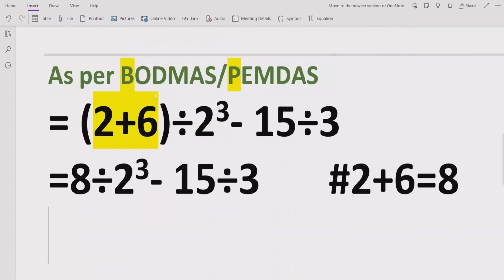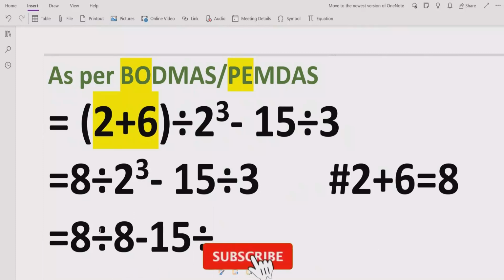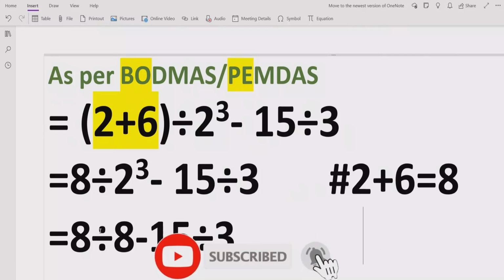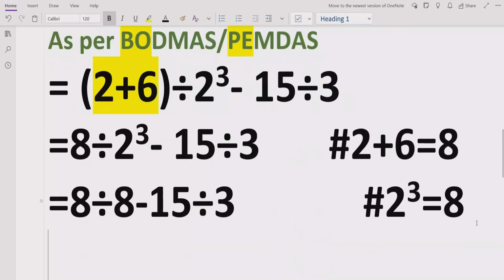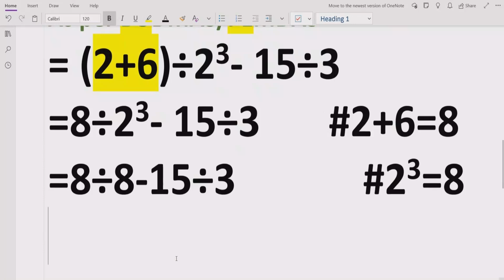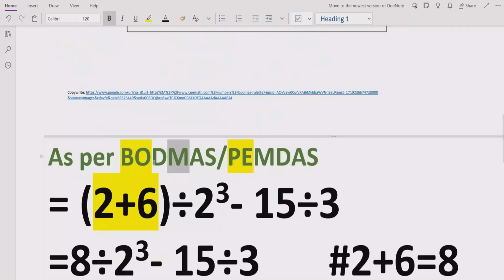Now, step number 2, we have to solve the exponent part or order of expression. So now we have 8 divided by 2 raised to power 3 means 2 multiplied by 2 multiplied by 2 which is equal to 8, minus 15 divided by 3, we will write here as it is. And here we have to give the reference 2 raised to power 3. So we will write here power. Now go forward. Step number 1 and 2 we have solved. Now move forward.